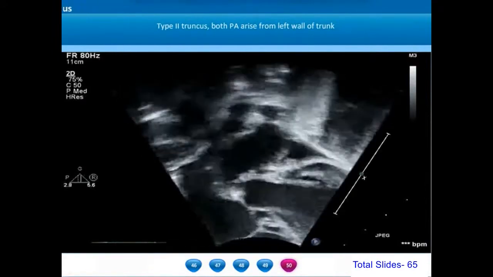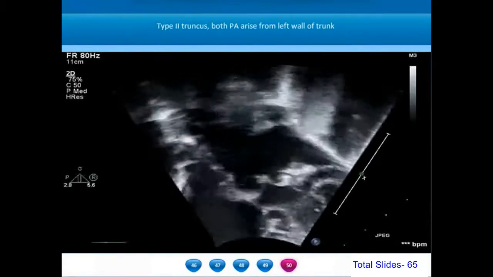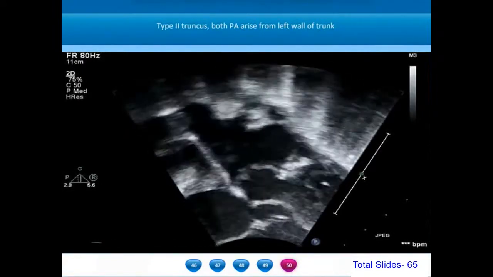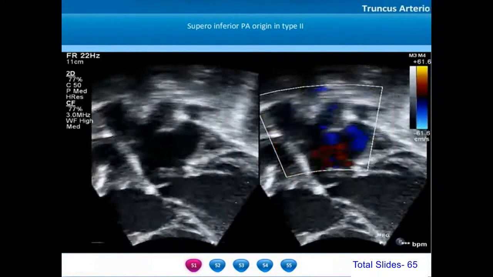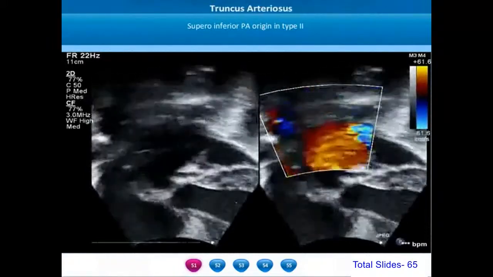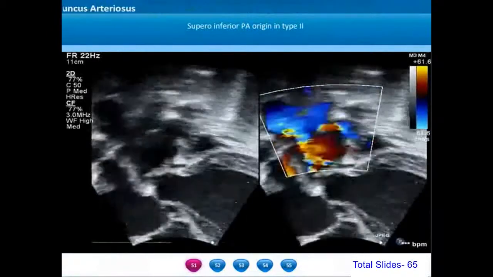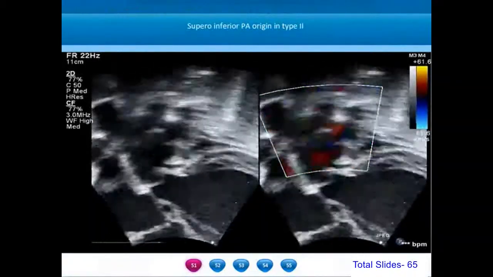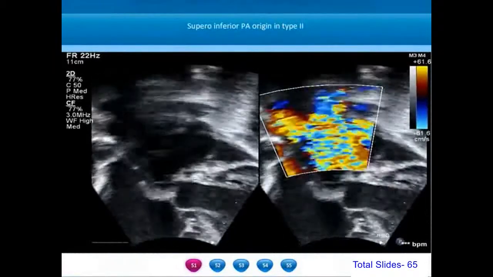In Collett-Edwards type 2 truncus, both the pulmonary arteries arise from either the leftward wall or posterior wall of the truncus. In this type 2 truncus arteriosus, we can appreciate the right and the left pulmonary artery having a supero-inferior origin. But the definition criteria for a type 2 truncus arteriosus is that the two pulmonary arteries should arise close to each other.